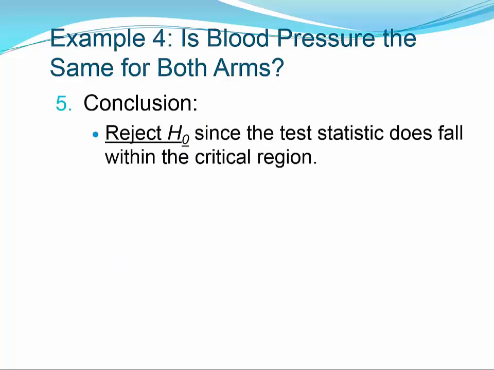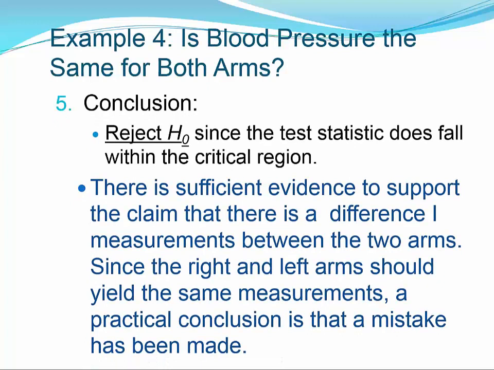So when we reject the null, we would state in this case that there is sufficient evidence to support the claim. So did our original claim involve equality? No, because it had a not equals. Did we reject the null? Yes. So this is the wording that we use. Sufficient evidence to support the claim that there is a difference in measurements between the two arms.